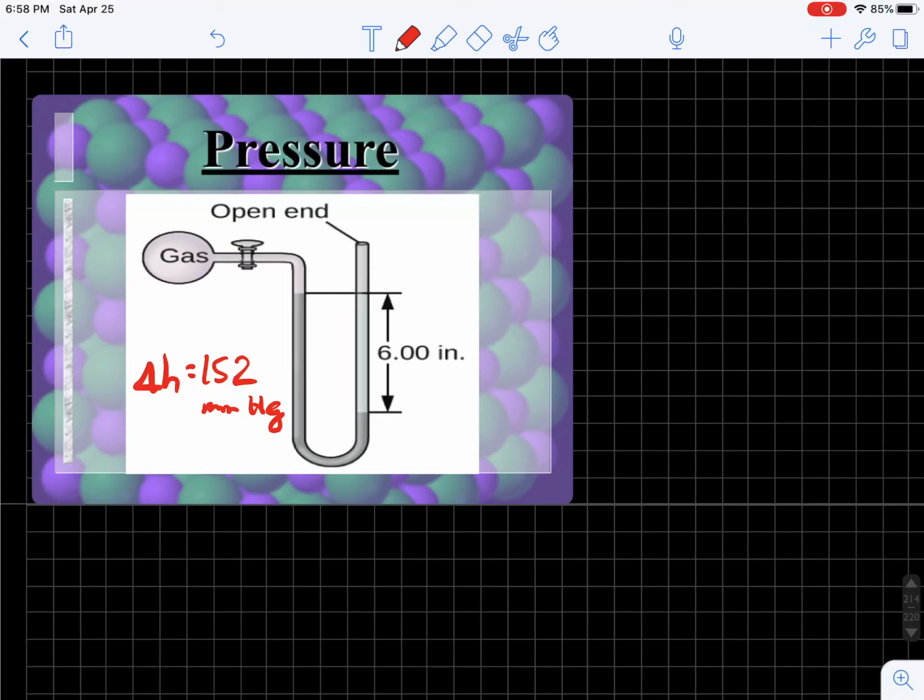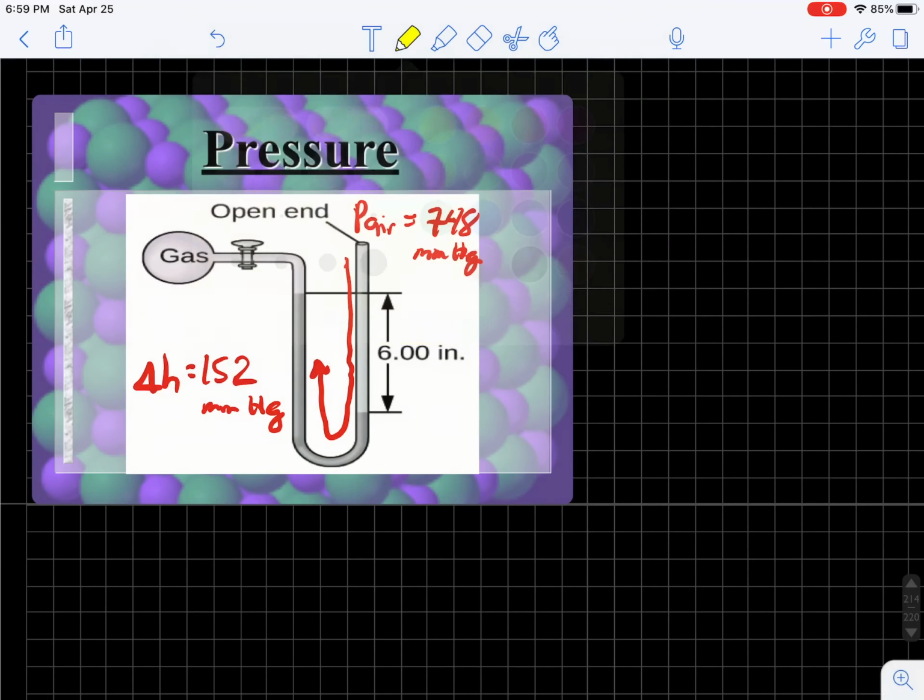On this one, however, the mercury is moving from the atmosphere side to the gas side, which means that the air pressure is greater than our gas sample. So they would have to tell us the air pressure. So let's make something up here. Air pressure is, and I'm going to do it in millimeters of mercury just to save time, let's say it's a low pressure system for the day, and it's 748 millimeters of mercury. You've got some bad weather coming in or something.